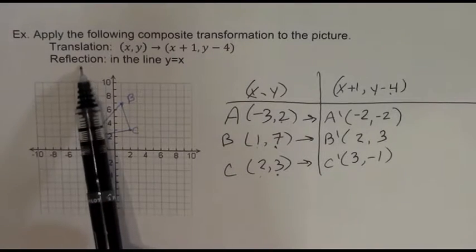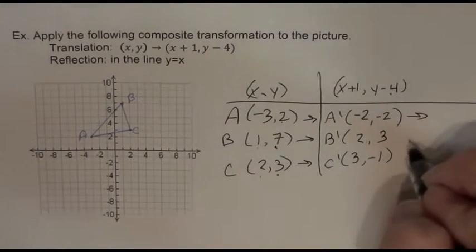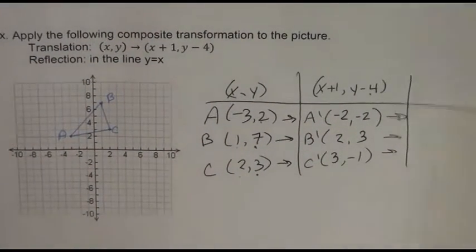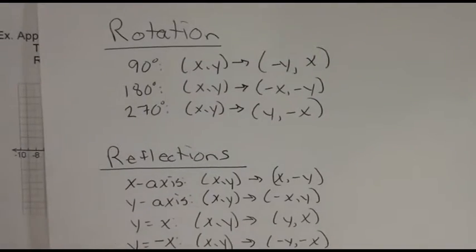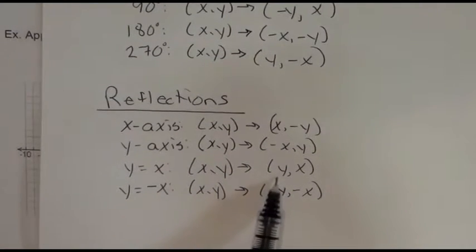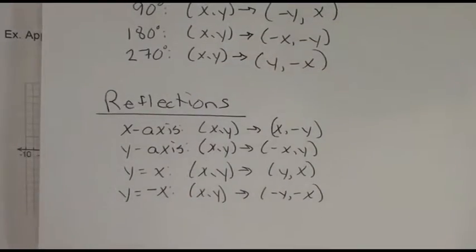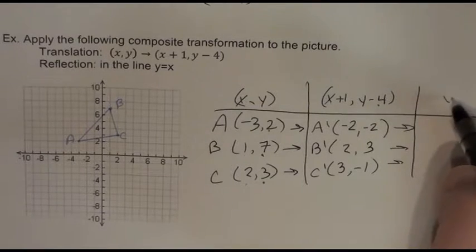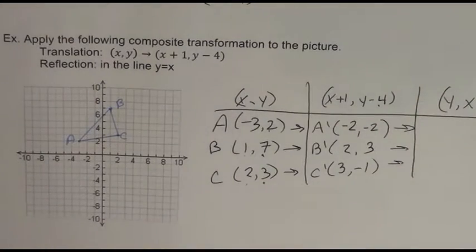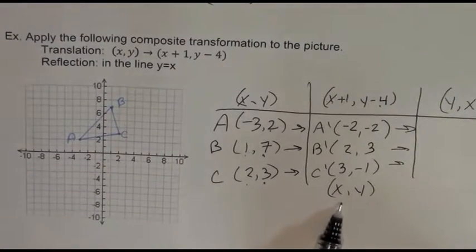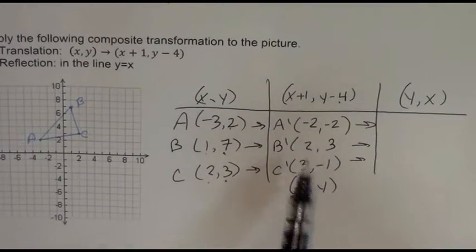But now we need to complete a reflection. So that gives us another column here. And we go back to the rules for reflections. If we're trying to reflect across the line y equals x, it takes (x, y) and flips it to (y, x). So it flips the x's and the y's. Now keep in mind, these are the x's, these are the y's. We don't go back to the original, we use the x's and the y's from this problem.